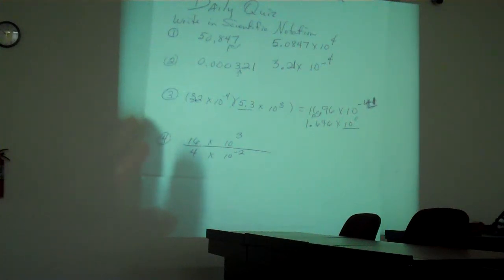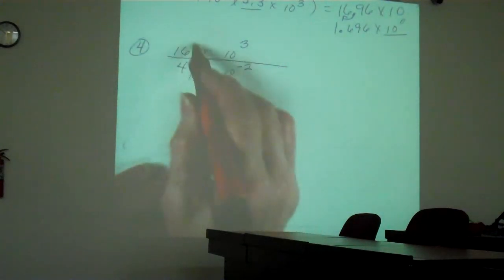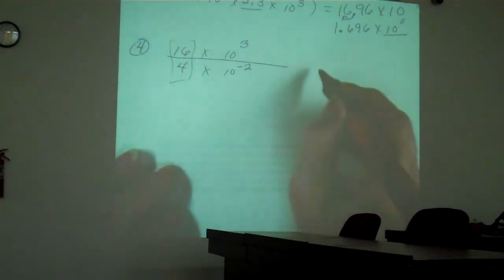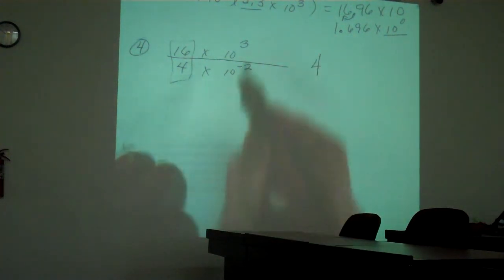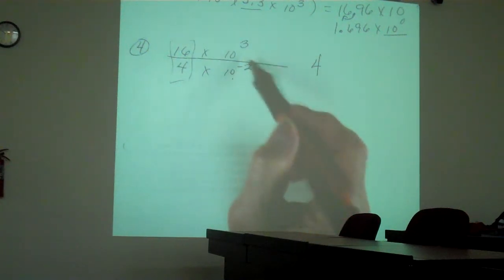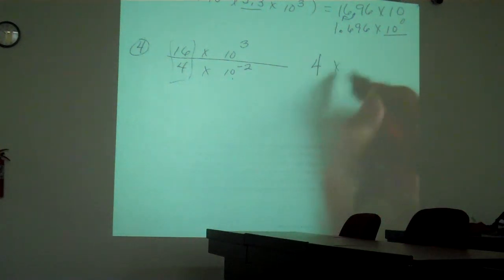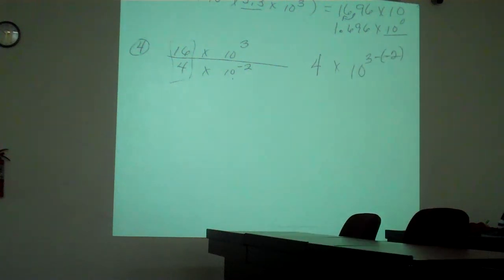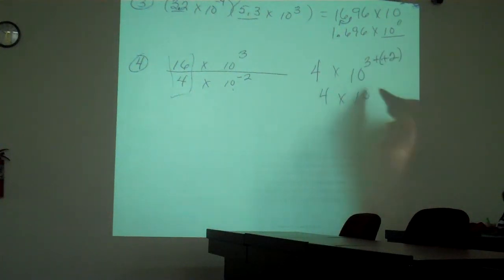Okay, when you're dividing, make it a little bigger here. First we'll divide the numbers. 16 divided by 4, 4. And when you divide exponents, since these have the same base, you're going to do the top minus the bottom. So we're going to have 3 minus negative 2, right? So that turns into plus positive 2. So this converts to 4 times 10 to the 5th power.